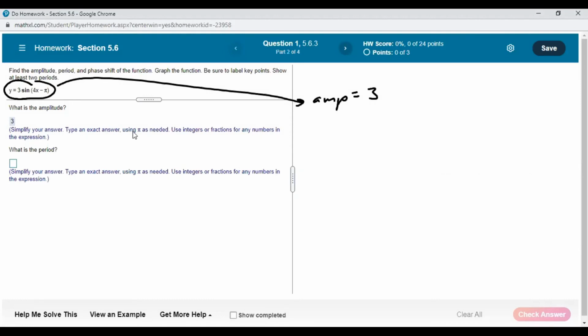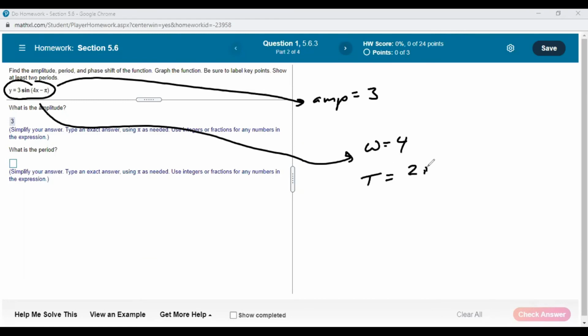Now, for the period, we need to figure out some of the other important things here. So the omega, in this case, would be 4. And so then that means that the period is 2 pi over 4. And then it says type an exact answer using pi as needed. Use integers or fractions for any number. So in other words, no decimals. So we would simplify this a little bit and make it pi over 2.